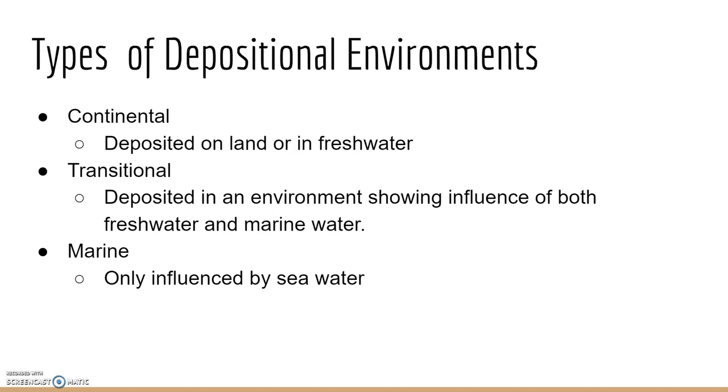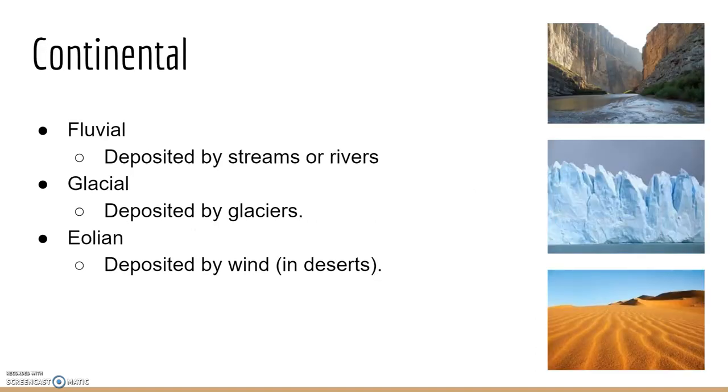There are three main types of depositional environments. There's continental, which is where sediment is deposited on land or in fresh water. Transitional, where sediments are deposited in an environment that has an influence from both fresh water and marine water. Then there's marine, where the sediment is only influenced by seawater.